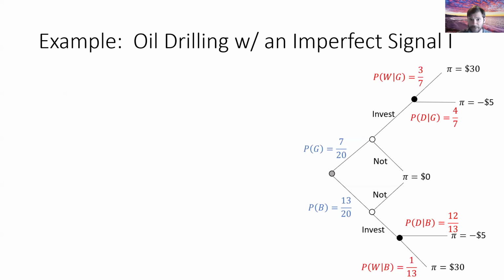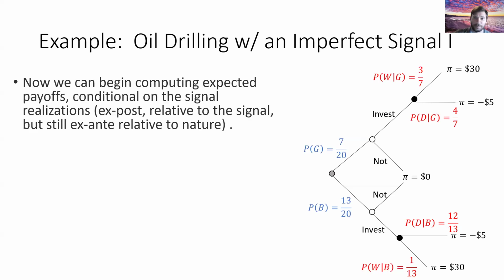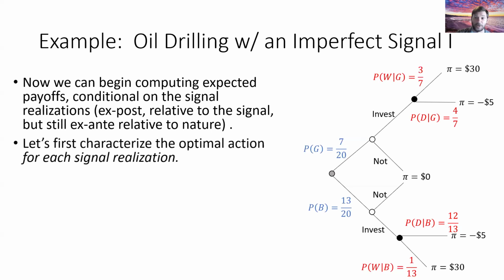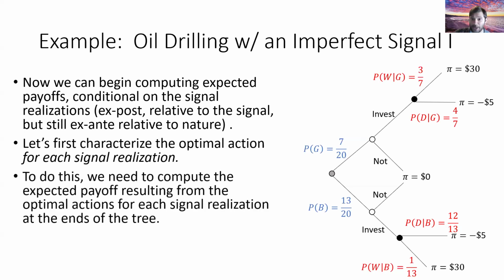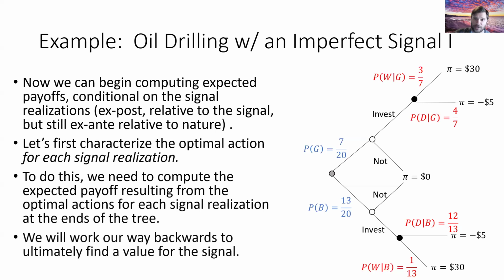The approach we're going to take from here is exactly the same as the approach we took in the previous segment with perfect information, just the probabilities are slightly different now. We want to compute the expected payoffs conditional on each signal realization. And for each realization, we want to figure out what the optimal actions are. To figure that out, we need to compute the expected payoffs working our way backwards from the end of the tree towards the beginning, in thinking about the value of the signal itself.